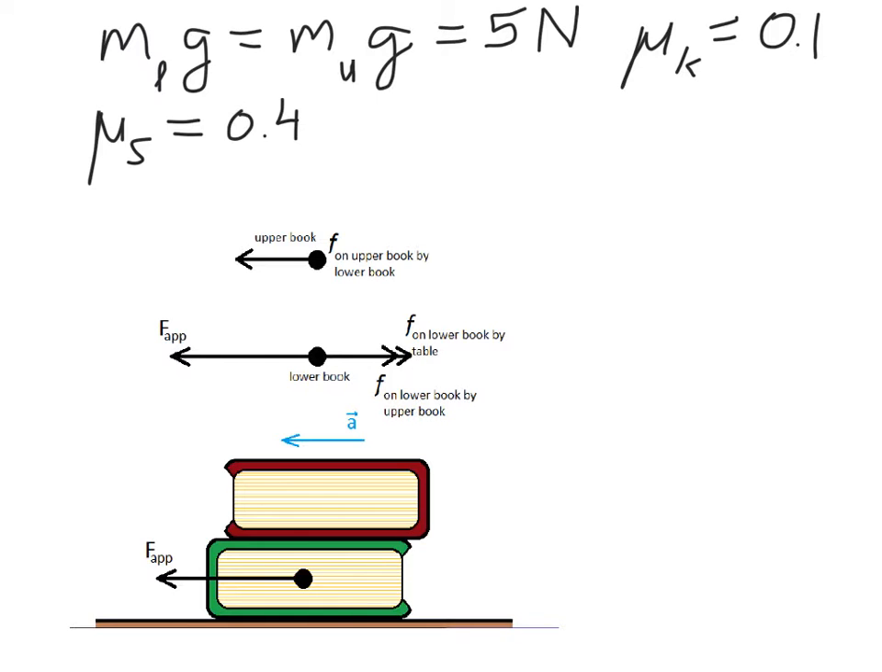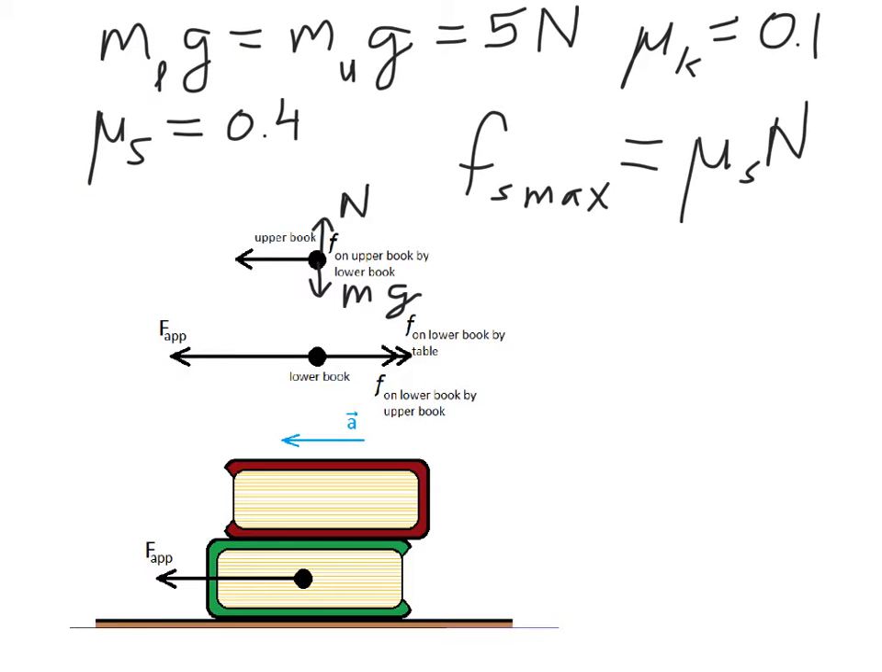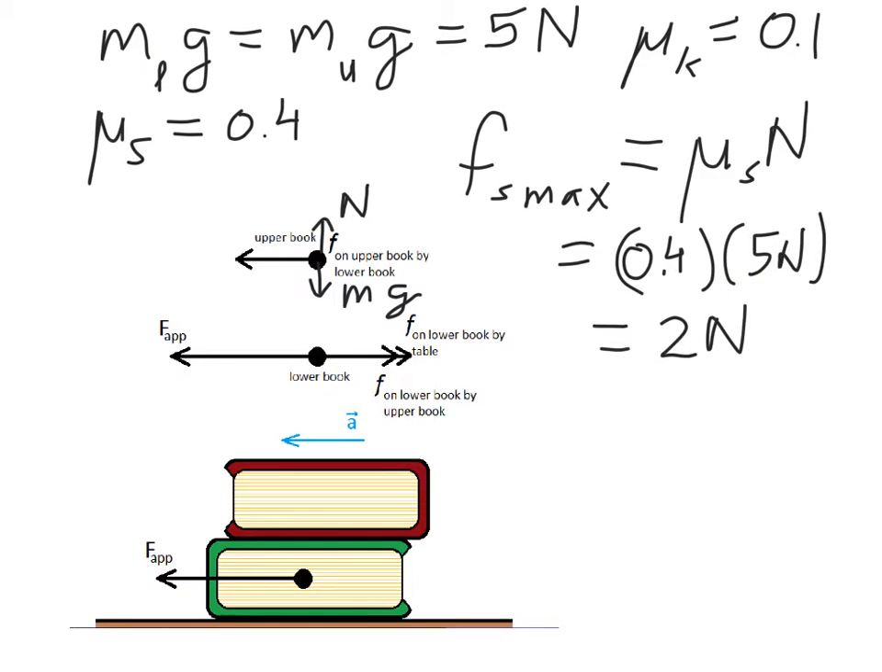I have completed the free body diagram, adding the weight of the upper book and the normal force by the lower book on the upper book. Since these two forces balance each other, and we know that the weight is 5 newtons, then the normal force must also be 5 newtons. In that case, we can calculate the maximum static frictional force, which will be μs times N. Plugging in the numbers, we see that this works out to a maximum static frictional force by the lower book on the upper book of 2 newtons.